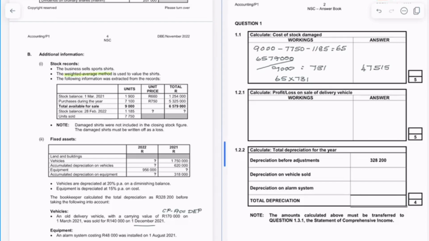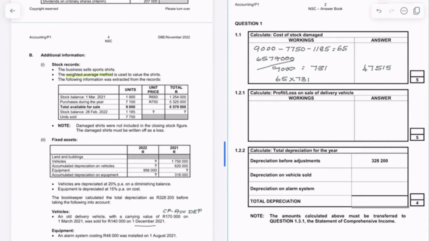So step 1, we have to depreciate the vehicle to the date of sale. Bring that depreciation up to date. So let's start by doing that. And it's on the diminishing balance method. We've already got the carrying value at the beginning of the year, so we're going to start with that 170,000. The rate of depreciation is 20%.